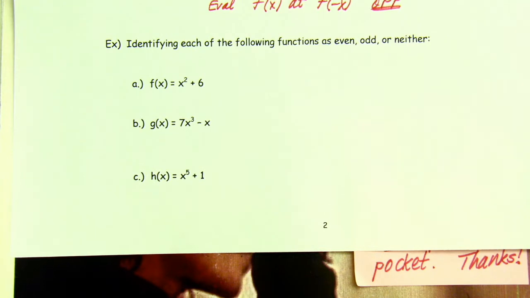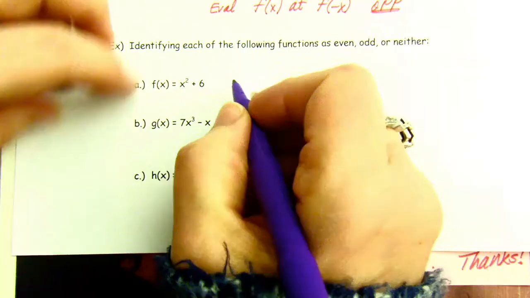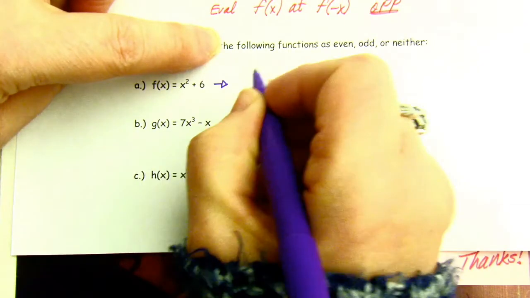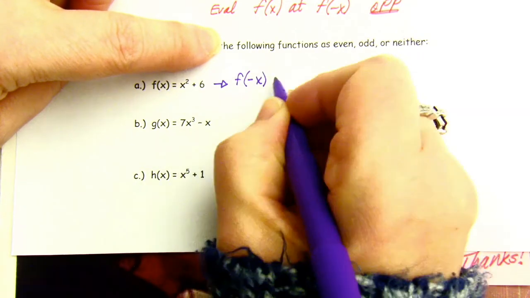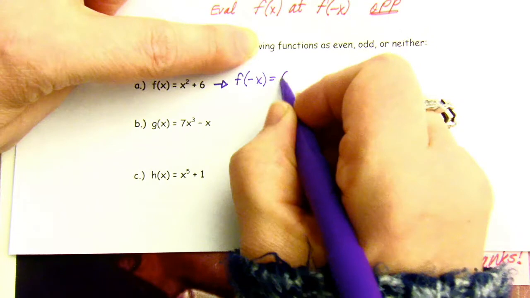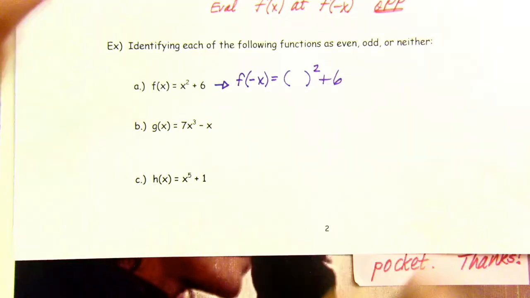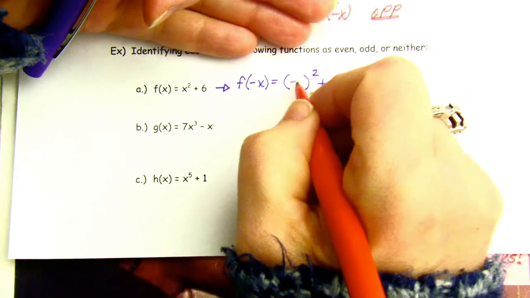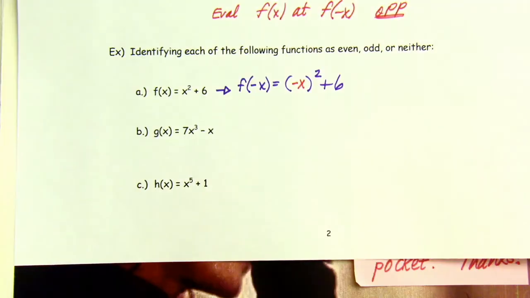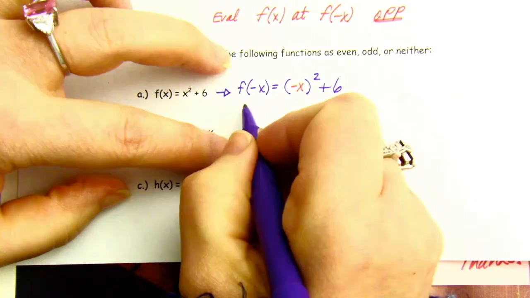Back to this. Identify each of the following functions as even, odd, or neither. So I've got my first function, f of x equals x squared plus 6. I'm going to evaluate this function at f of the opposite of x. Now my original function is x squared plus 6, so I'm going to leave a space and put the negative x squared in there so that I can evaluate f of the opposite of x.